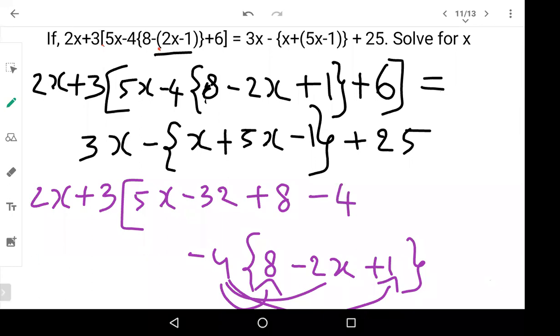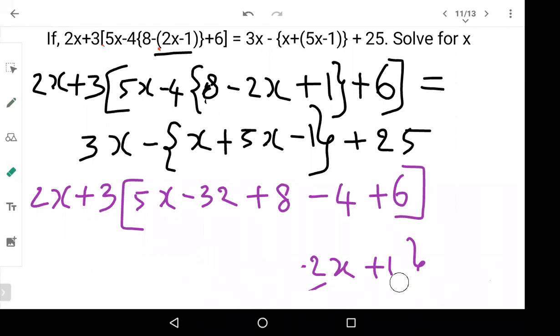-4. Now this bracket, this flower bracket is gone. So after that, what is remaining? +6 is remaining. See in the question, if you see in the first step, 4 into, that is the flower bracket, 8 minus 2x plus 1, again +6 you have, right? So now it is -4 and +6, I will write it as it is. And then we have the box bracket or the rectangular bracket. Few of them call it as rectangular bracket.